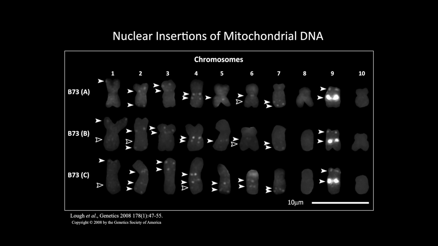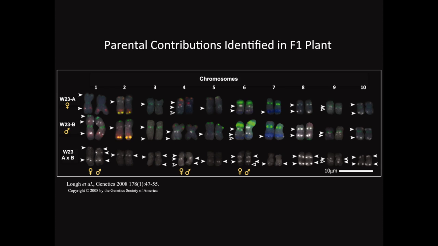FISH has also been used to identify the positions of nuclear-inserted mitochondrial DNA. Unique insertion patterns were observed, even among different sources of the same maize line. FISH can be used to identify maternally and paternally derived chromosomes in the F1 if the parental hybridization patterns are sufficiently different. Three such examples are indicated using mitochondrial DNA insertions.